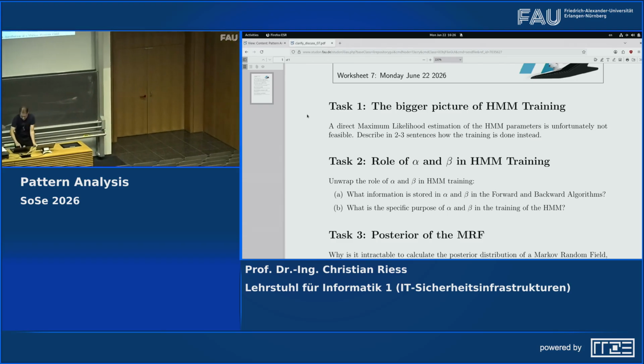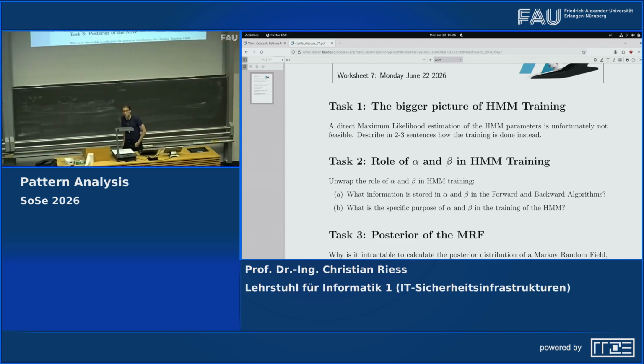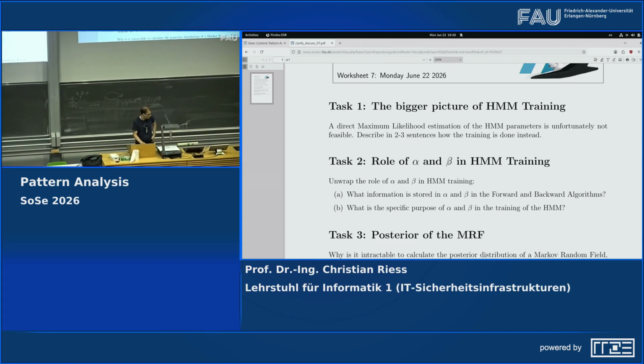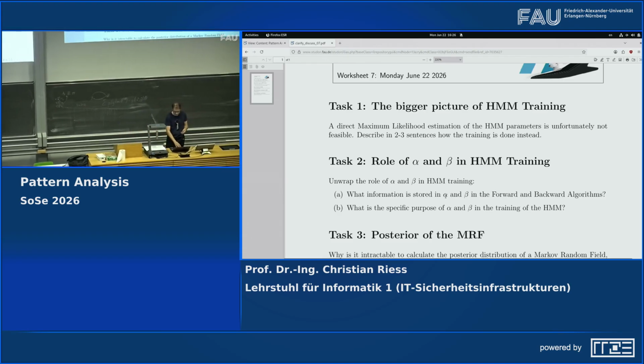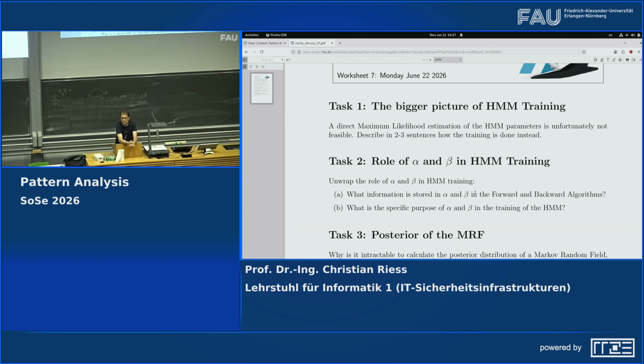Since you mentioned the alpha and the beta already, what is the specific role of alpha and beta? How does it come into play, and what type of information is contained in the alpha and in the beta?